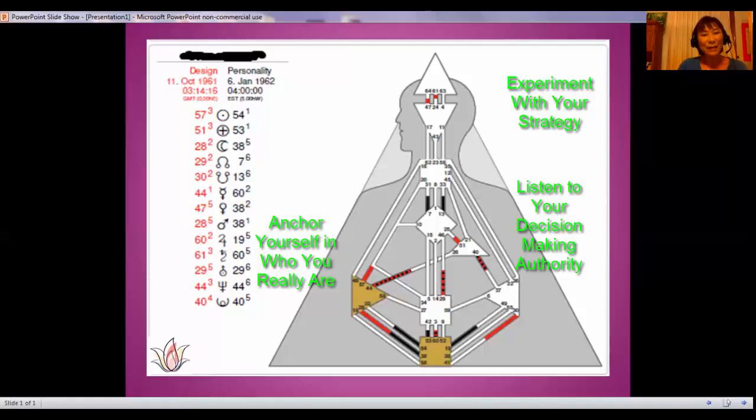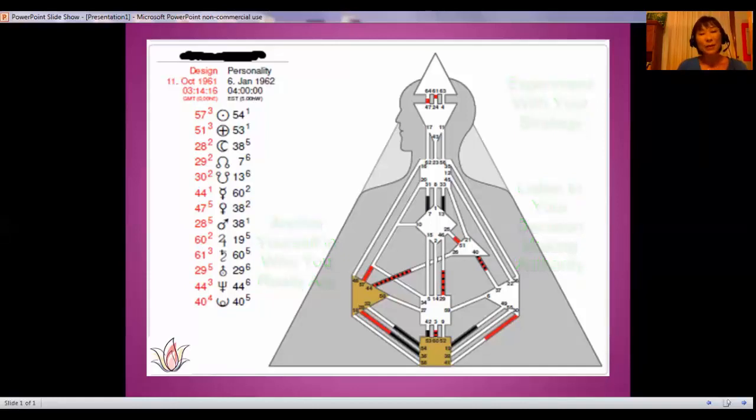So you have that inside of you. You have a way of knowing which dance partners are really good for you. And it comes from understanding your decision-making authority. So follow your strategy. Listen to that decision-making authority when you need to make a decision, and enjoy the ride and the journey.